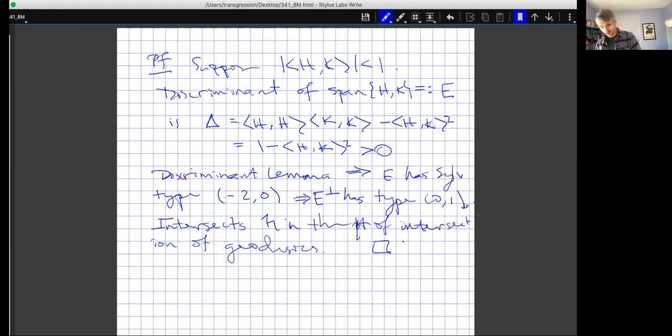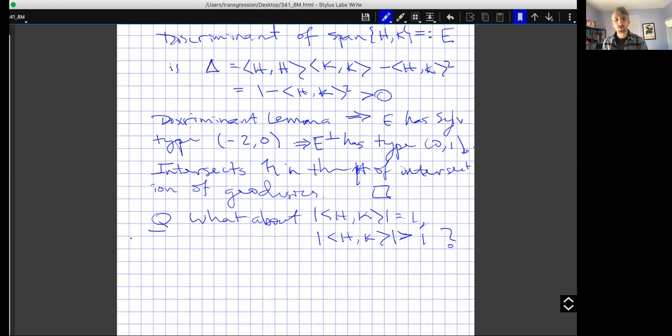Sorry, I lost track of where I am here. So this is the question we're trying to answer now. What about having inner product of magnitude 1, or having inner product of magnitude greater than 1? Okay, it turns out one of these is easier to answer than the other.